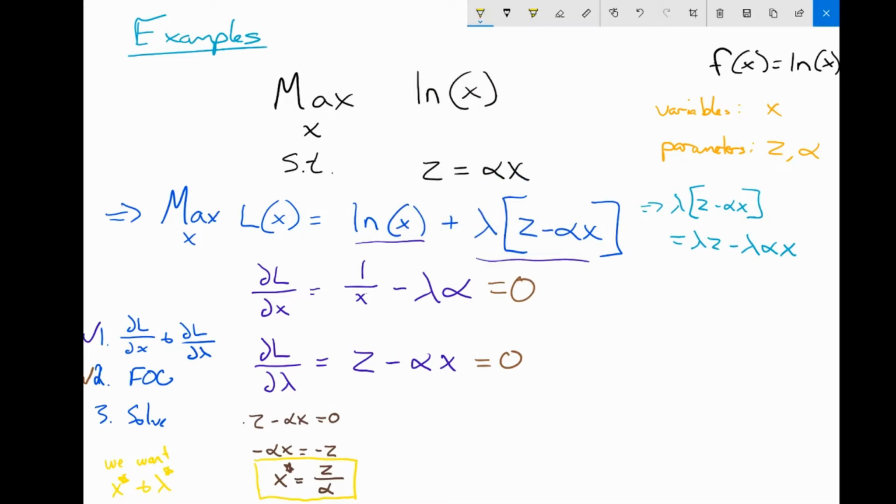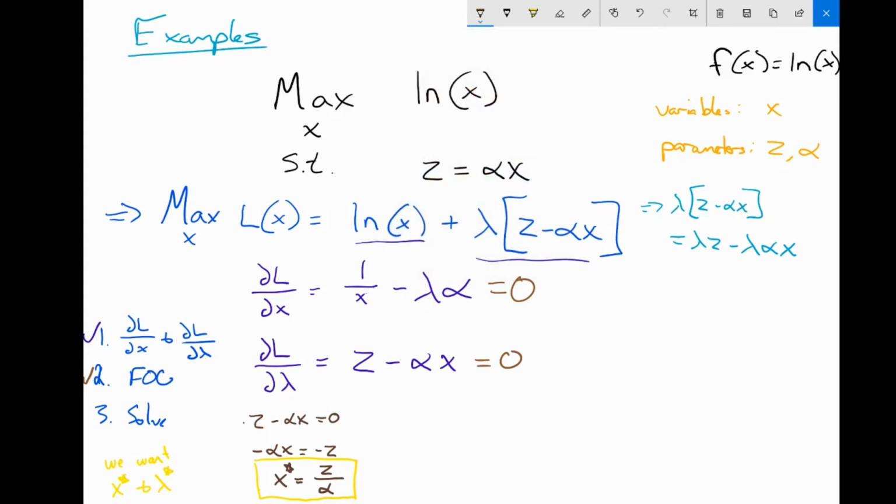Now, you might pause here for a second and say, how do we know this is the optimal? Well, we know it's an optimal if it's a function only of the parameters. So z and alpha are the parameters. We now have x as a function of the parameters z and alpha. That means we're done. If we've solved for x such that x is a function only of parameters, then we're done. Then we found the optimal. We found x star.